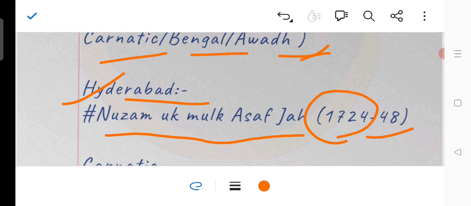Then what happened? Nizamul Mulk was very frustrated with this court politics, and he decided to establish an independent state that was called the Hyderabad state in 1724. And like this, the formation of the Hyderabad state began.